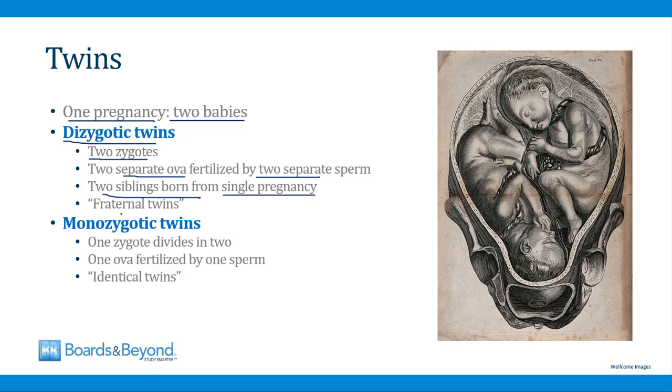And dizygotic twins are also called fraternal twins. The word fraternal means like brothers, and that's basically what these pregnancies are. Two brothers, two sisters, or a brother and sister simply being born at the same time, but they each have their own genetic makeup and come from separate eggs and sperm.